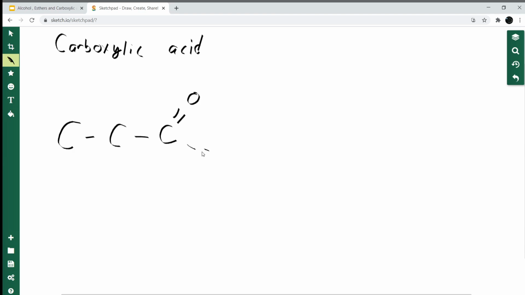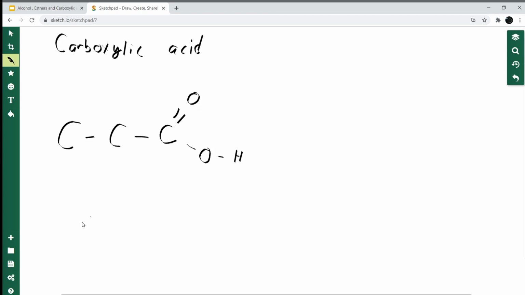Okay, so a carboxylic acid is a compound, and we'll use this one right here, where we have this kind of a structure here, and this hydrogen right here is potentially going to be lost. Okay, so this hydrogen here is like the proton that this particular molecule can donate.